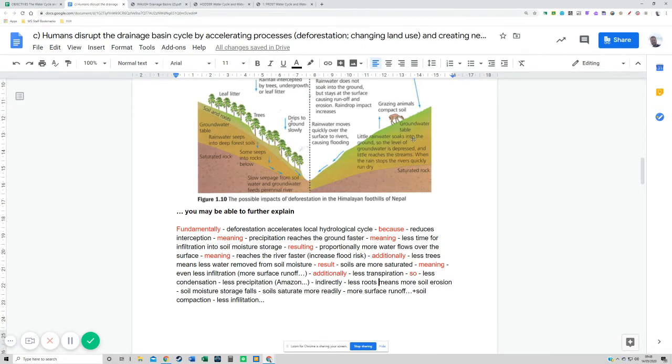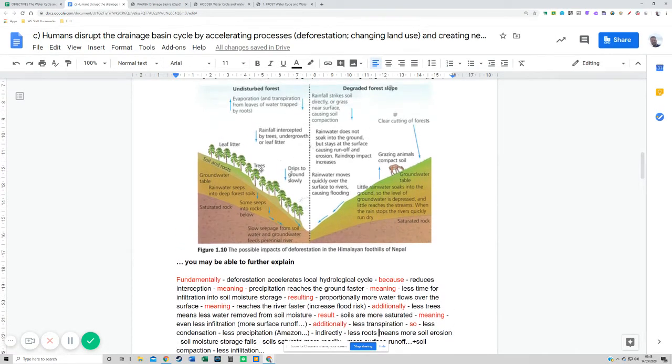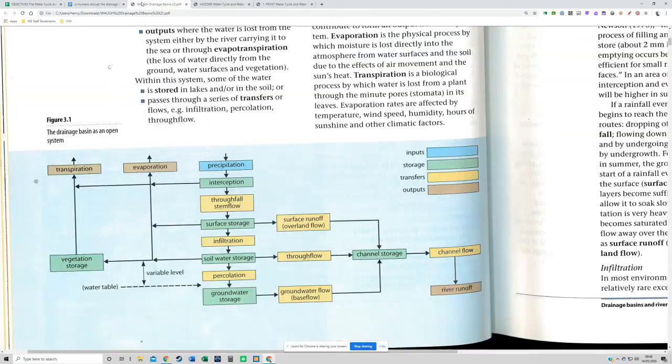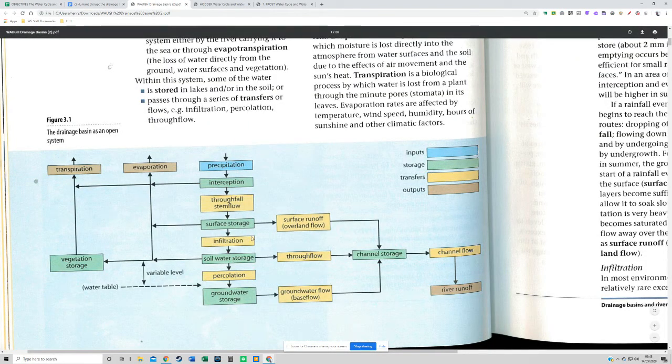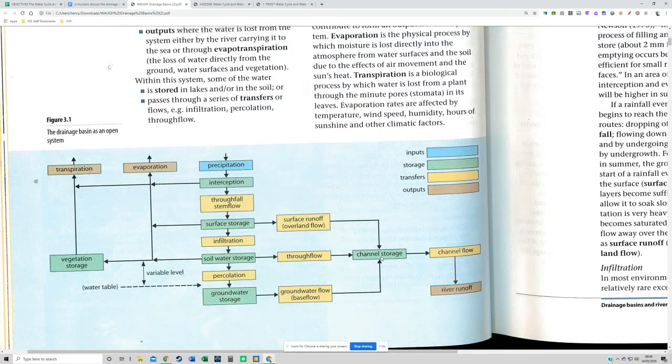So when you look at this diagram here and you compare it with this diagram, what you're trying to show is how all these things will change. So for example, if you reduce infiltration by soil compaction, it means you're going to get more water sat on the surface, which is going to lead to more surface runoff. And that's going to go then straight to the channel store quicker, which is going to cause higher peaks and troughs.